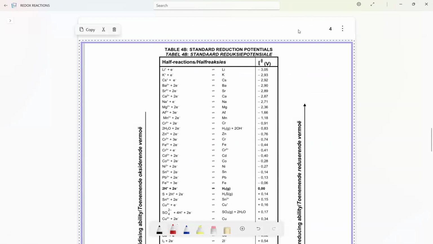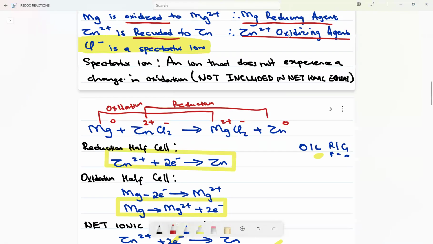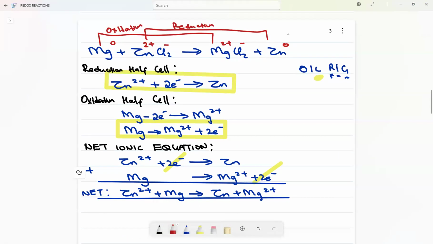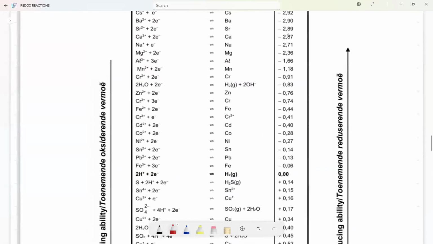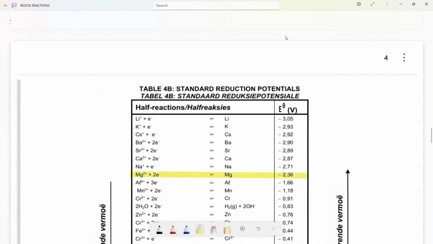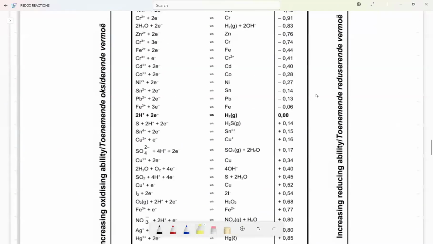Well, you need to consider your two reactants that we're looking at. You are looking at magnesium as well as zinc. So we're talking about magnesium moving from MgO to Mg2+. Okay, so you're gonna go to your standard reduction table and look for Mg that forms Mg2+. Here it is. And then I will look for what? Zinc 2+ to zinc 0. Which one is that?